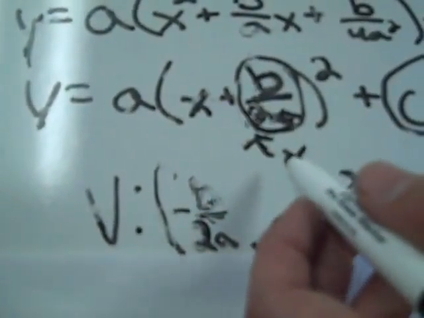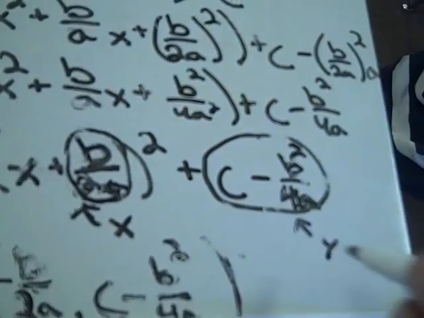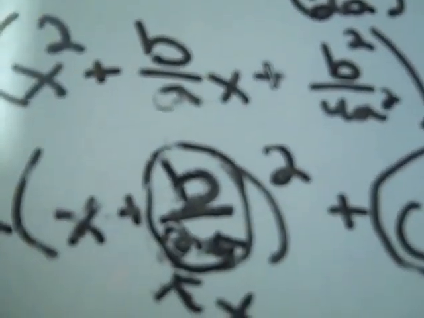This is the x-coordinate, right here, the second number in the parentheses, and then c minus b squared over 4a is the y-coordinate. So the vertex is negative b over 2a, and then c minus b squared over 4a. This is negative because when you have an addition sign after the x, the answer should be negative, and when you have a subtraction sign, the answer should be positive.